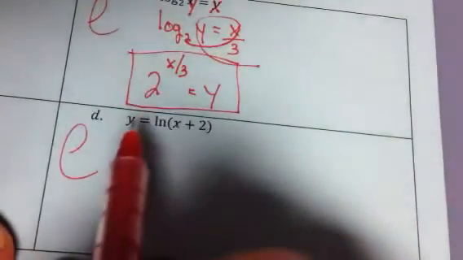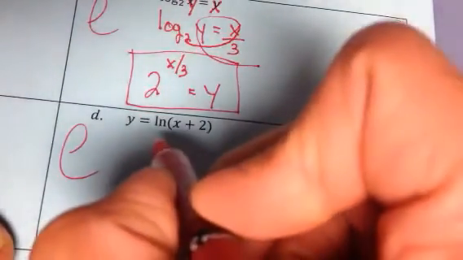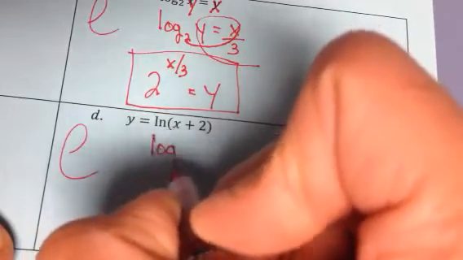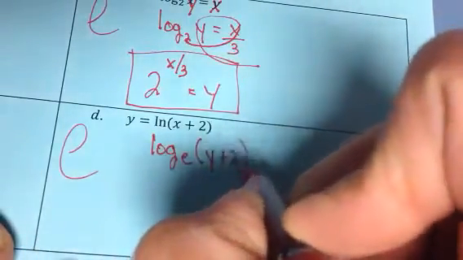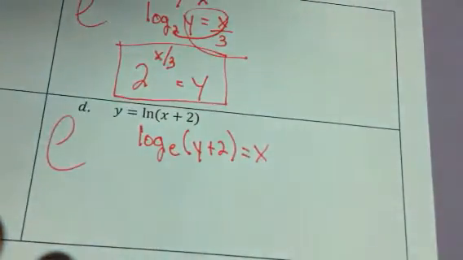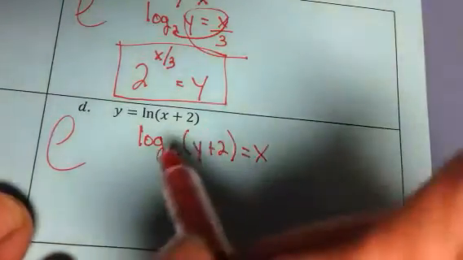So the next one, I'm going to move the y over to the side. I'm going to switch ln to log e, and I'm going to go ahead and just switch x and y around now. So I'm ready to make my e.